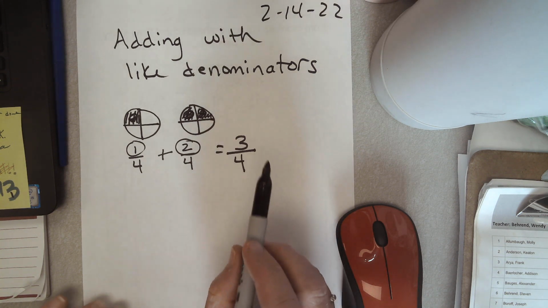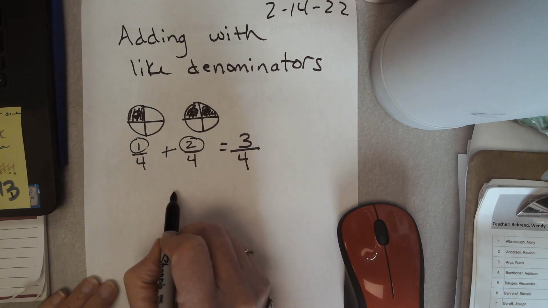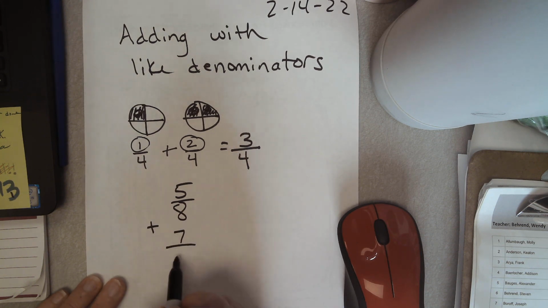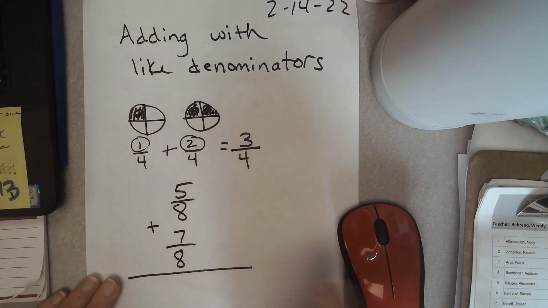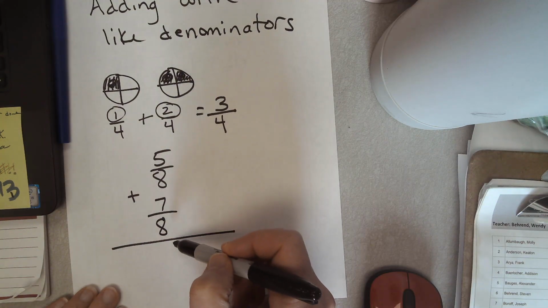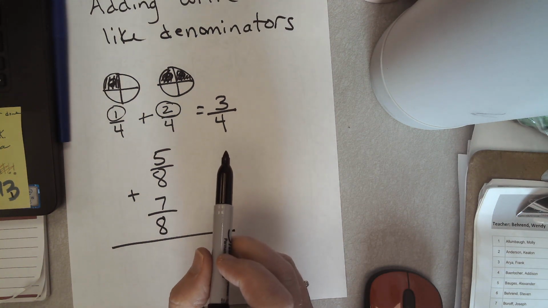Okay, now if I have something where I'm going to have, let's say 5/8 plus 7/8. Does it matter if I'm writing this vertically? No. Or horizontally? You have to find out what's most comfortable for you.